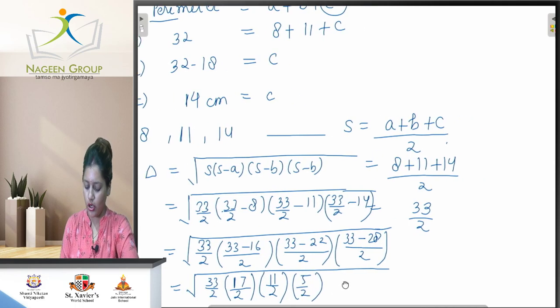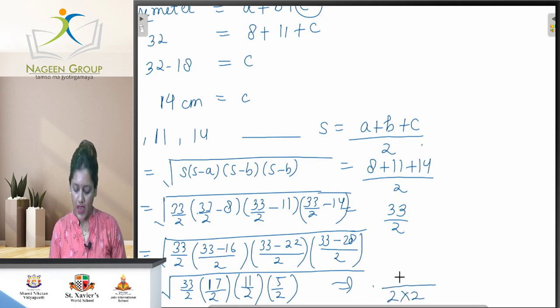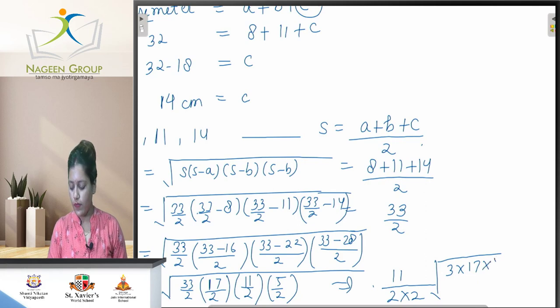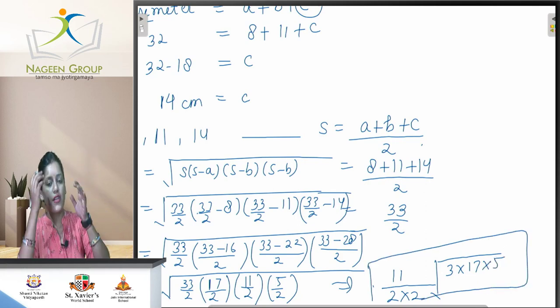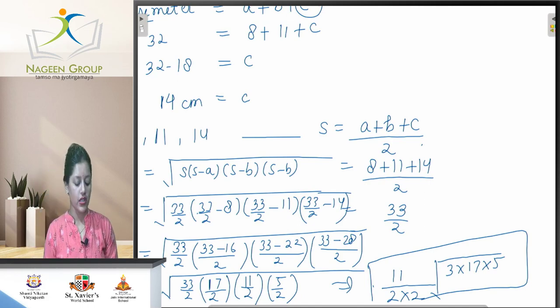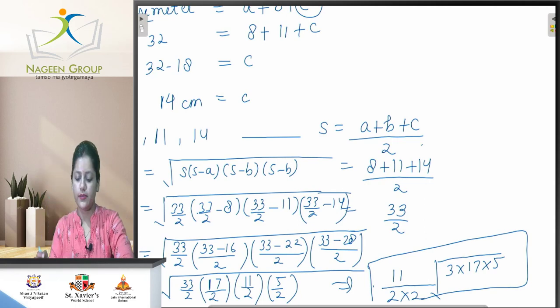Now you have to take common out of it because it is a square root. So what do you get? You have got 2 outside and only 11 outside. After that, what have you got? 3 into 17 into 5 under the root. This is your answer for the area of a triangle by using Heron's formula. Have you got it? After that, there is another question.